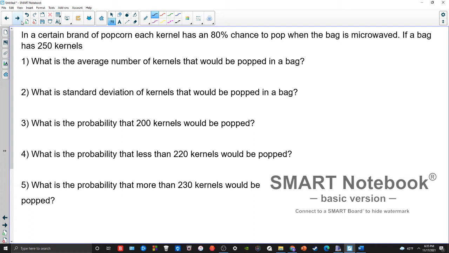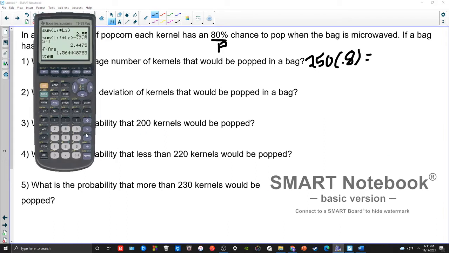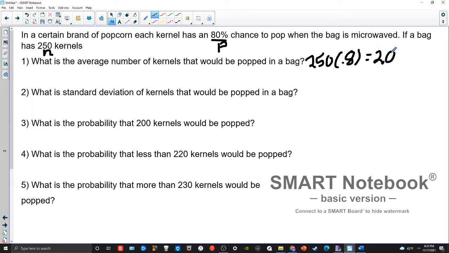And it wants to know what's the average number of kernels that would be popped. Now again, people tend to freak out about this question, but this is a very basic question. If I told you that there are 250 kernels in a bag, and you're going to expect 80% of them to be popped, how many kernels should be popped? Well, it's just going to be 250, or n, times 0.8, or p. Remember, this is my p, my chance of success. This is my n, my number of trials. So it'd just be 250 times 0.8, and we get 200. So we would expect about 200 kernels to be popped on average. So 10,000 bags checked, we get about 200 of them being popped out of 250.